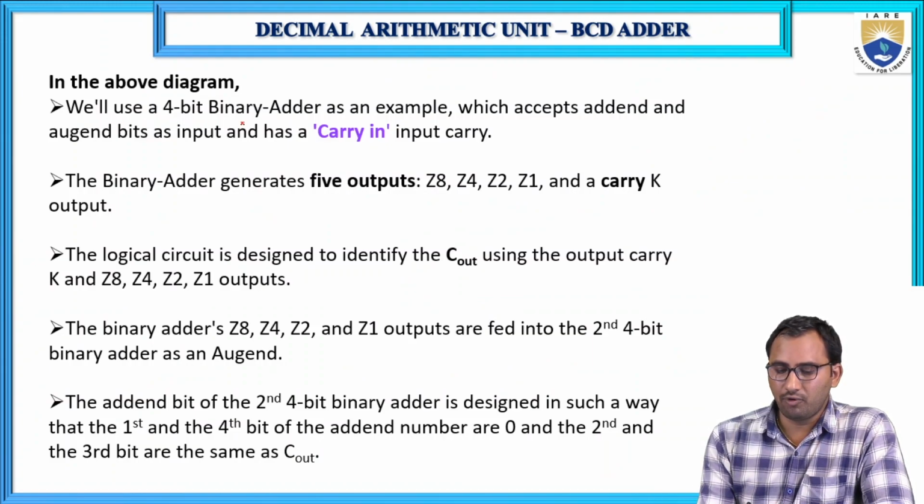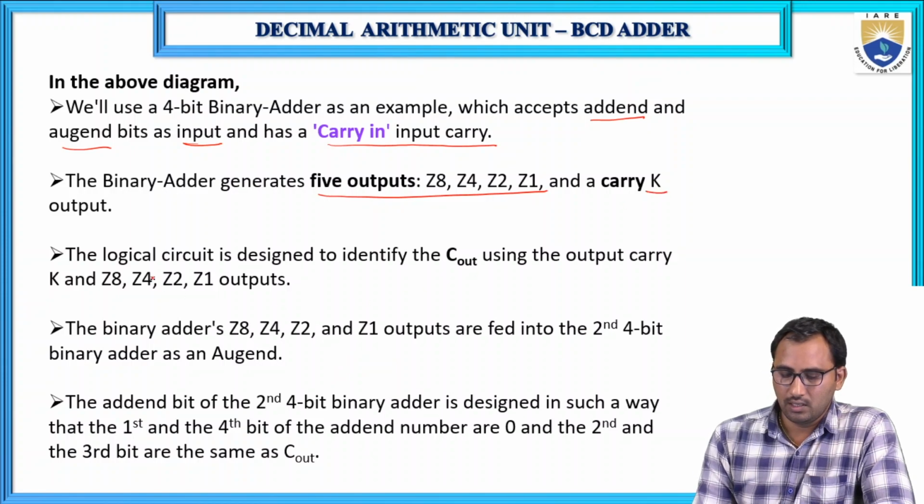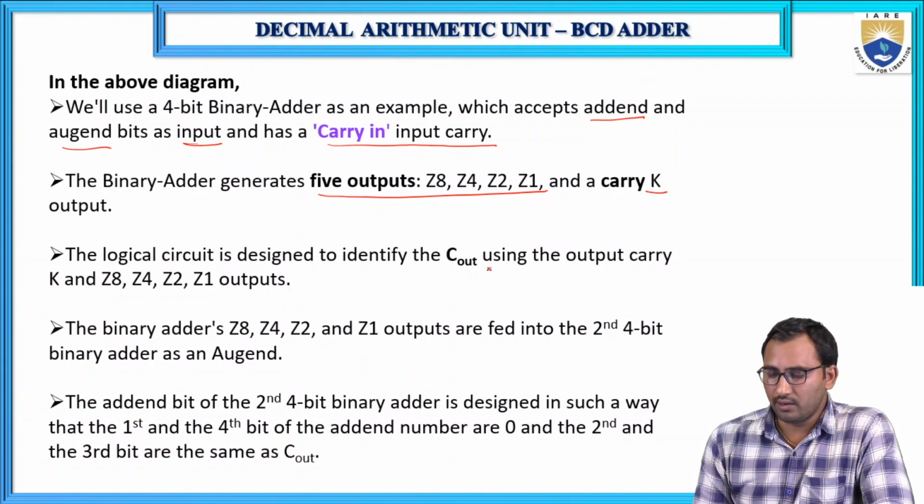Okay, so we will use a 4-bit binary adder as an example, which accepts the augend and addend bits as input and the carry input as the input carry. And it has 5 outputs: Z8, Z4, Z2, Z1 and K. And the logical circuit is designed to identify the Cout using the output carry K, and Z8, Z4, Z2, Z1 are outputs.